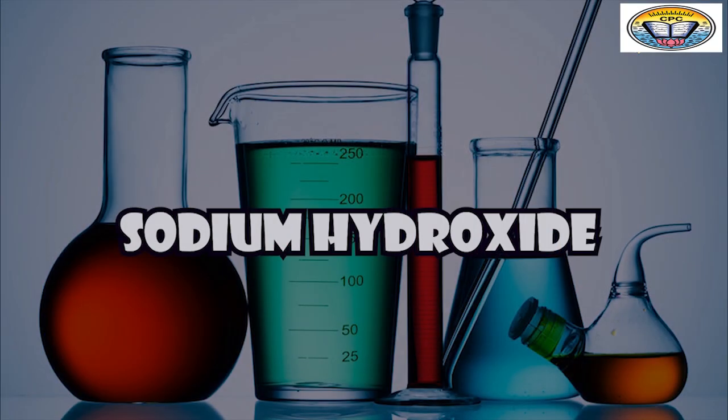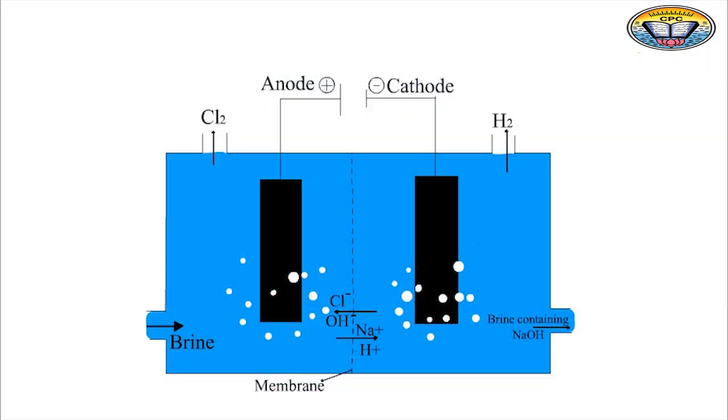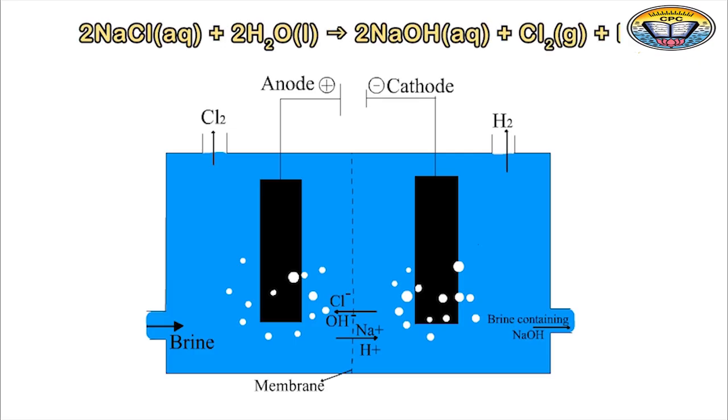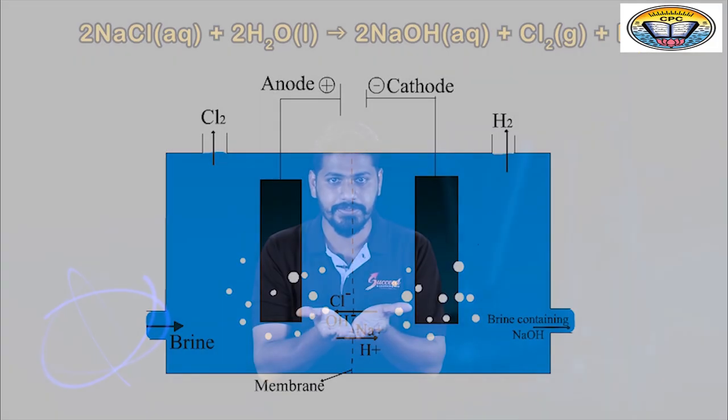Sodium hydroxide. When we pass an electric current into an NaCl solution, which is commonly called brine solution, sodium hydroxide is formed. In this, the NaCl decomposes. So NaCl, when it is dissolved in water, forms sodium hydroxide, chlorine and hydrogen.